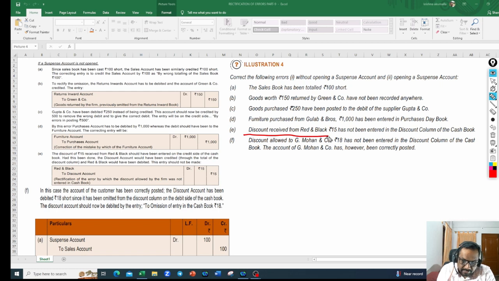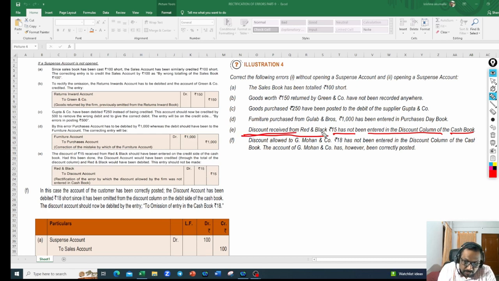Discount received from Red and Black, 15, has not been entered in the discount column of the cash book. Guys, this discount part is very important. I think in previous illustrations also I explained about discount. They are different. Please go and watch those previous videos. You will definitely get a good, interesting subject there.